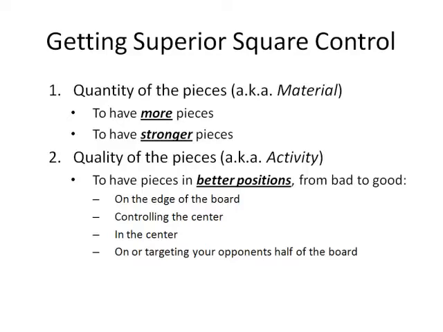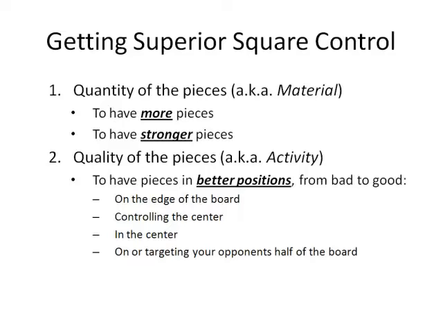First of all, there is the quantity of the pieces, also known as material, and this means that you will have more pieces than your opponent, or that you will have stronger pieces than your opponent. The second method of getting superior square control is in the quality of the pieces, also known as activity. And this means that you will have pieces in better positions when compared to your opponent's pieces.